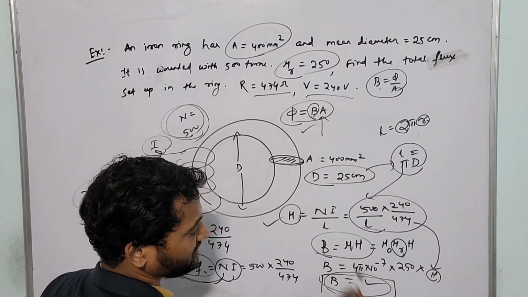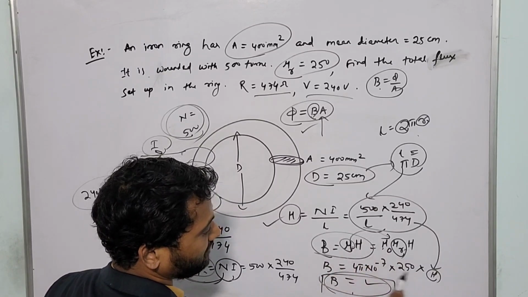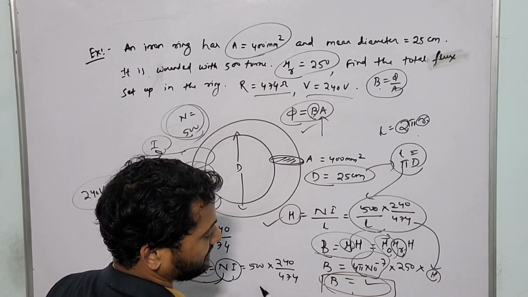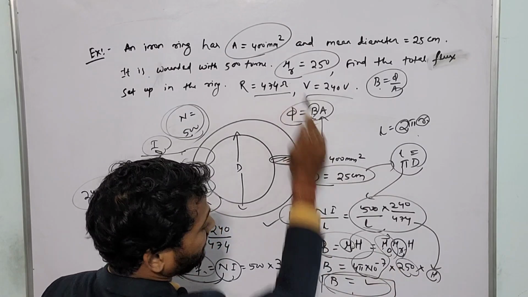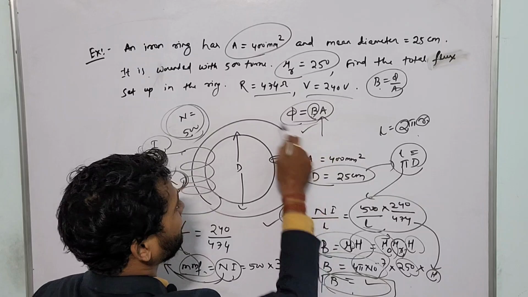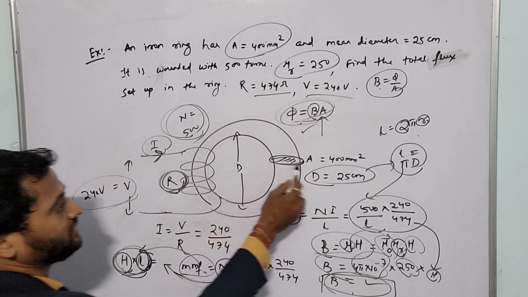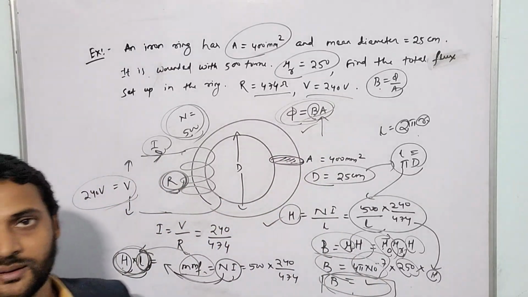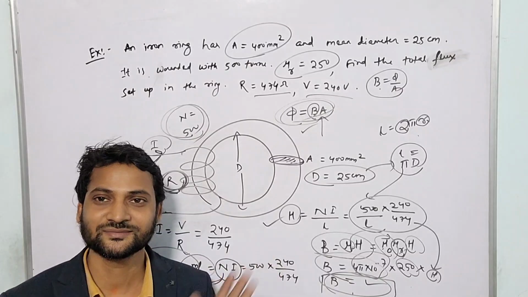B is mu into H. म्यू क्या है? म्यू नॉट इंटू म्यू आर. म्यू नॉट इज 4 पाई इंटू 10 टू पावर माइनस 7. म्यू आर का वैल्यू इज गिवन 250. एच तो यहाँ से मिल गया, देन बी मिल जाएगा. बी मिलने के बाद फ्लक्स मिल जाएगा, बी इंटू ए. एरिया इज गिवन. क्लियर? नो डाउट.